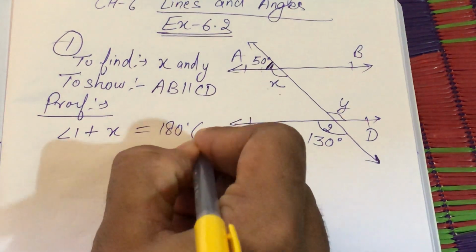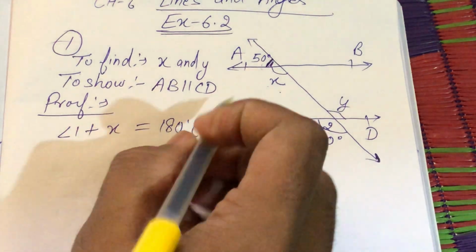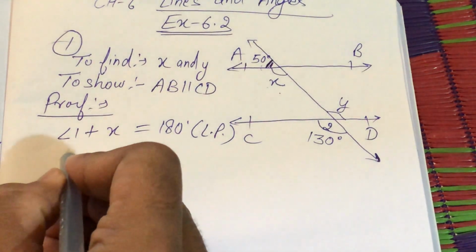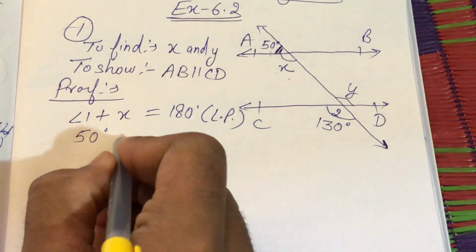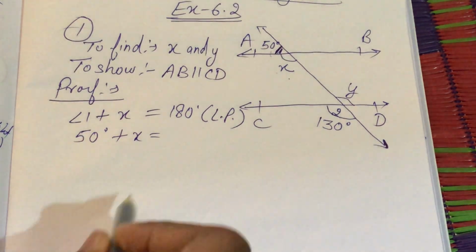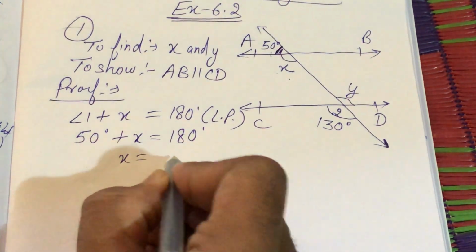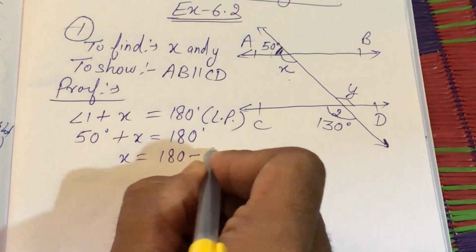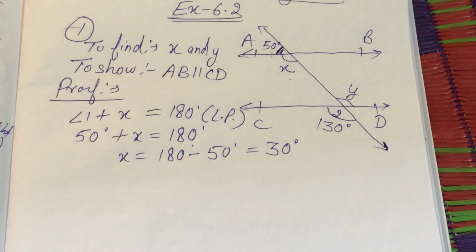You all know the reason. It is linear pair. So how much is angle 1? Angle 1 is 50 degree and X you need to find out, equals to 180. So X will be equal to 180 minus 50. How much are you getting? 130 degree. X you are getting is 130 degree.